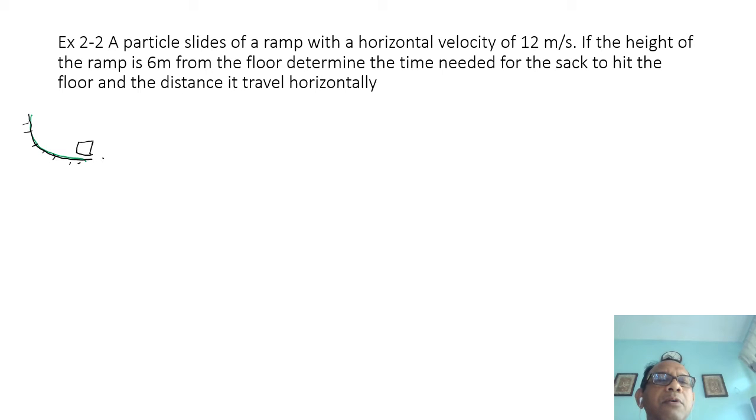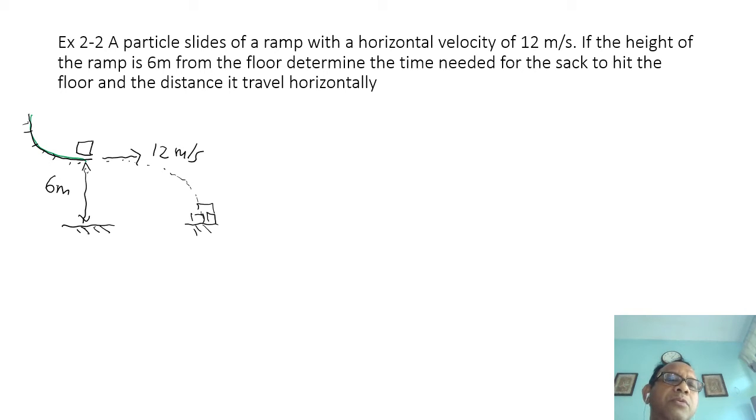And it leaves at a horizontal velocity of 12 meters per second. And the height of the ramp from this to the ground is 6 meters. So this thing will start to fall, and you can have it stacked here. So they want to ask you what is the range here. Find the range and the time needed for the sack to hit the floor. So they also want to know the time of flight.